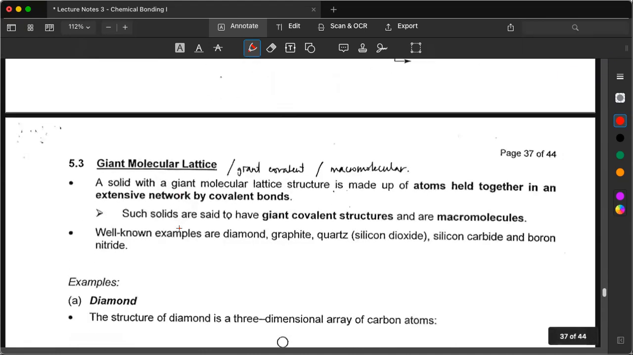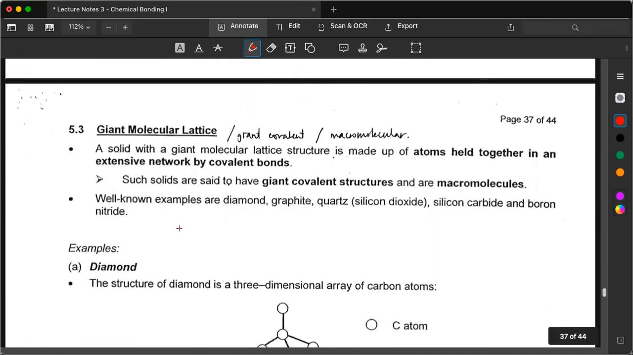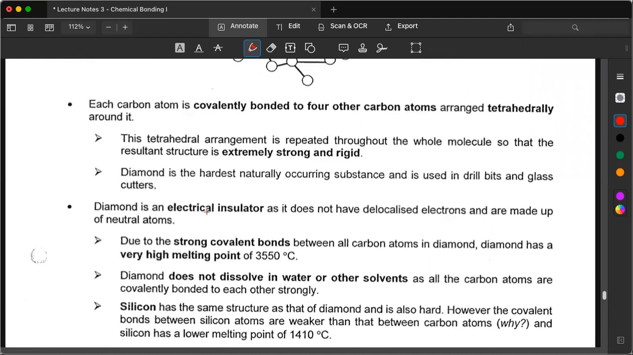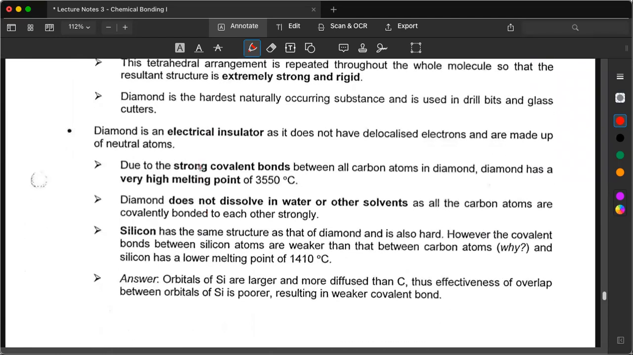And we also talked about giant molecular lattice in secondary school, that solids with giant molecular lattice have atoms held together in an extensive network, an important keyword, by covalent bonds. Okay, diamond. These are the properties of diamond. They are insulators, with strong covalent bonds, so a high melting point. They do not dissolve in water because the carbon atoms are strongly covalently bonded.